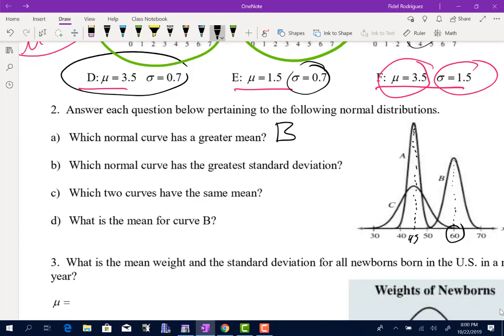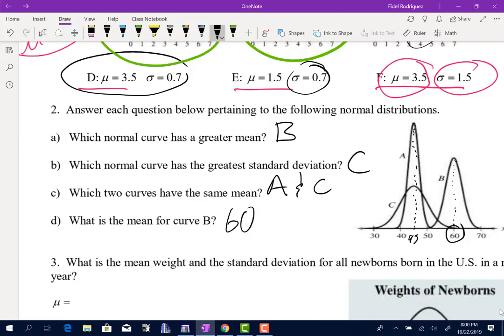Okay. Now, which curve has the greatest standard deviation? That means the difference from the mean to that inflection point is going to be bigger, so that means my graph's going to be which way? Wider. Which graph is more wide? C, there we go. You see what we mean? All right. Which two curves have the same mean? A and C, right? They have the same mean, okay? And what's the mean for B? We already circled it. 60, right?